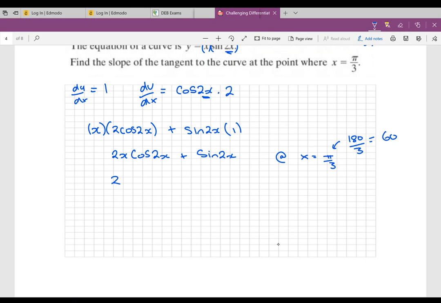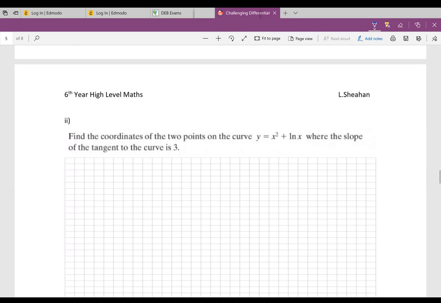180 divided by 3 is 60. You can use 60 if you want. 2 times 60 for the cos, 2 times 60 will be 120, plus sine of 120. You can throw all of that into the calculator and you will get 120 plus root 3 over 2. And it's fine to leave it at that.